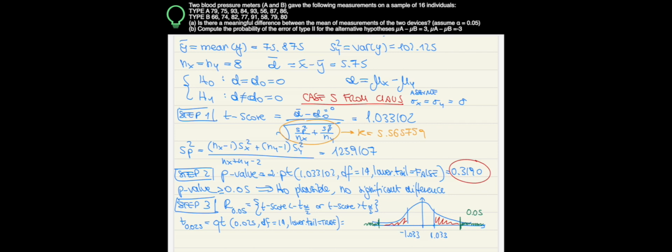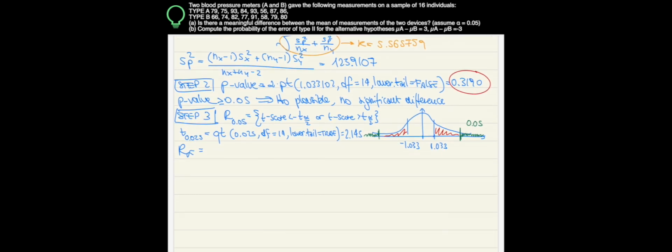And this is, let me double check because I didn't write this down. Okay, this is 2.145. So the critical region, R alpha, corresponds to the values where the t-score is lower than minus 2.145 or the t-score is greater than 2.145. This is the critical region in terms of the t-score.